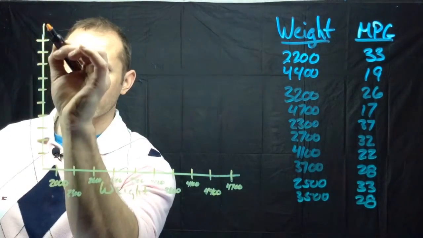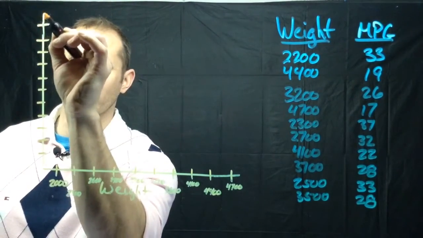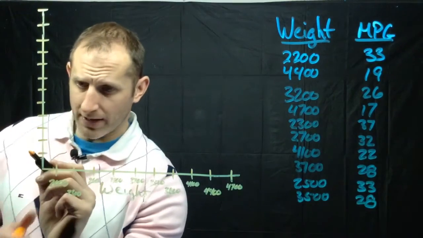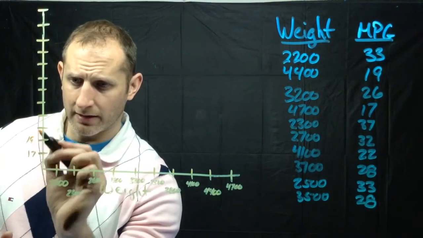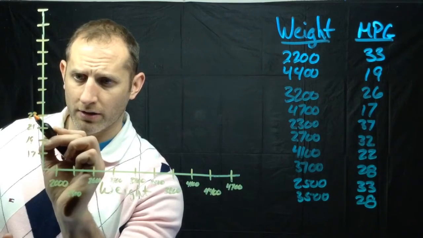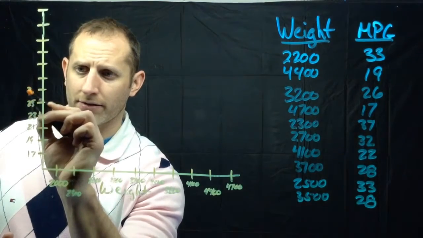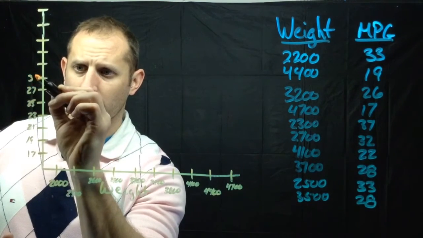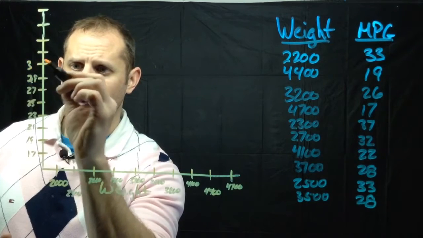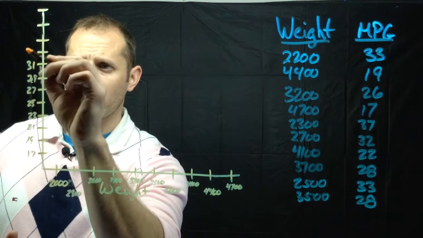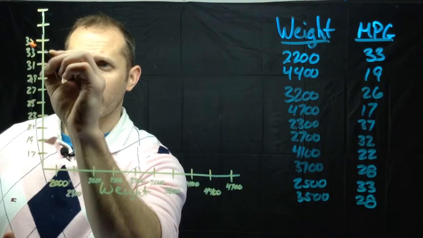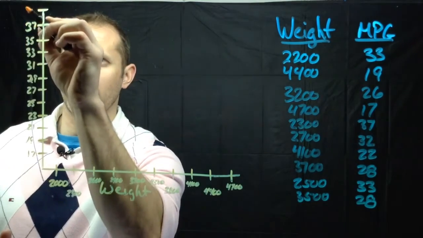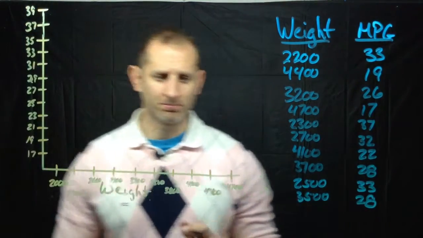And on your graph, obviously, you're going to have guidelines. I just don't have them on the whiteboard here. So let's go 17, 19, 21, 23, 25, 27, 29, 31, 33, 35, and 37. And then I'll go 39 up here just for fun.